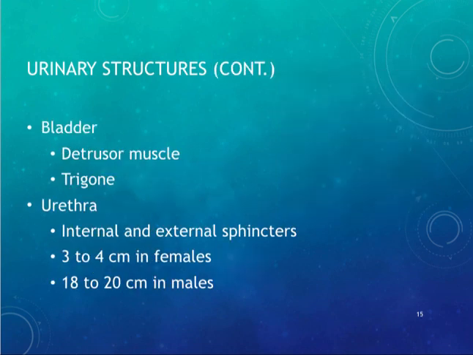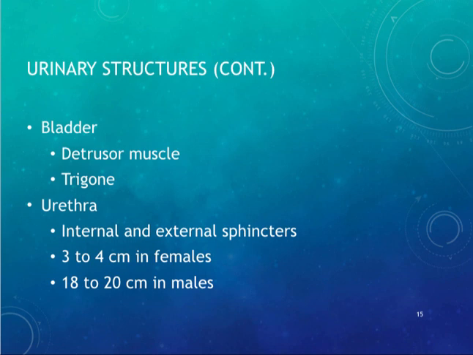In terms of other structures, the detrusor muscle, the trigone. The detrusor muscle is like the major muscle of the bladder. And a lot of times, when we talk about overactive bladder, it can affect the detrusor muscle, or they have an overactive muscle there, and that's why they get the symptoms of overactive bladder.